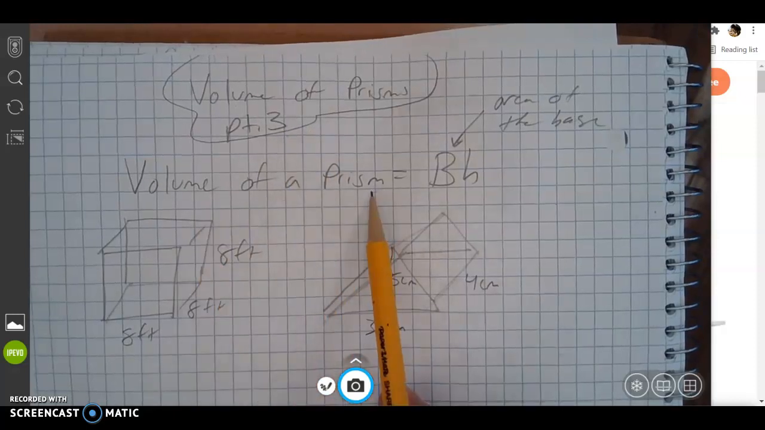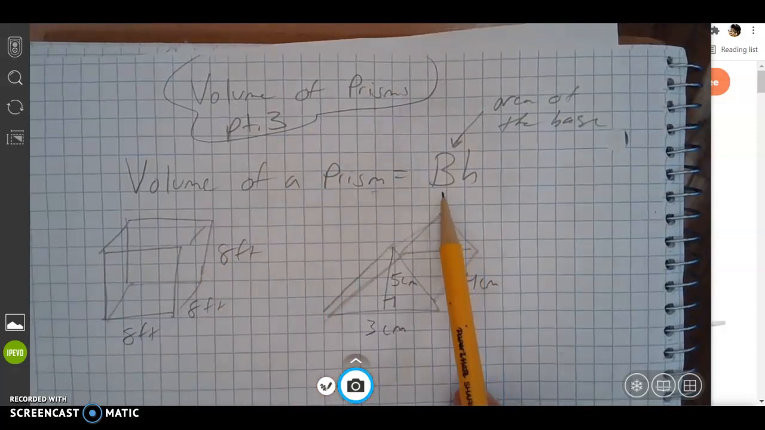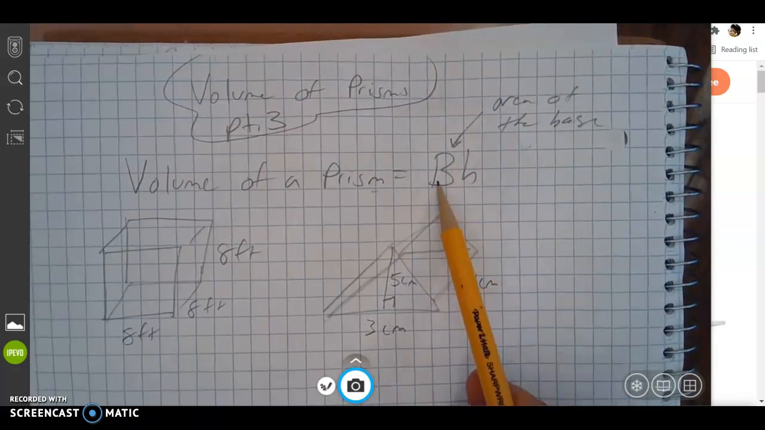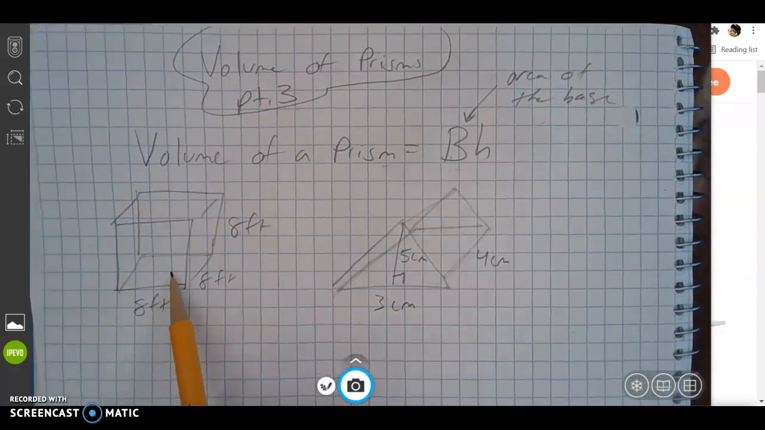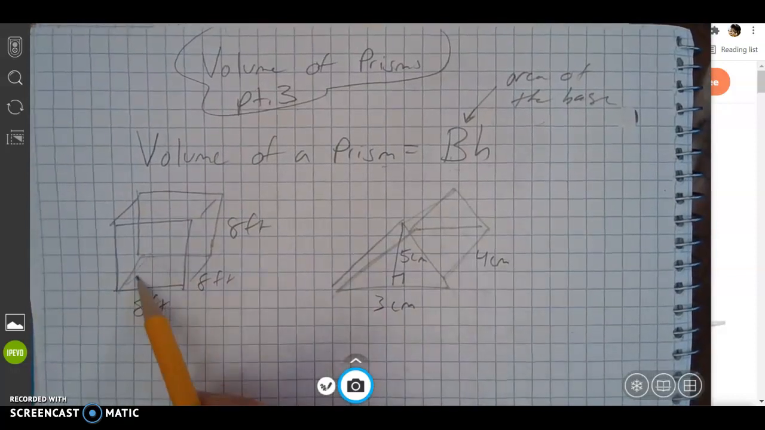So volume of a prism, we've been over this the past couple times, is B times H. That capital B stands for the area of the base. Write that in. So we've done problems like this. This is a rectangular prism. In this case, it's a cube.